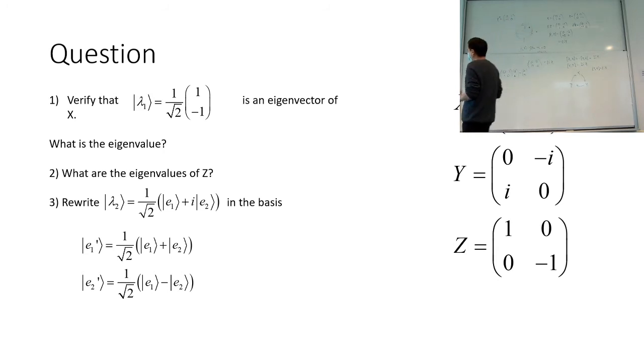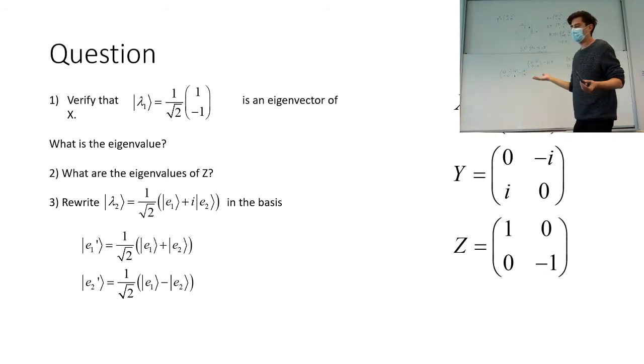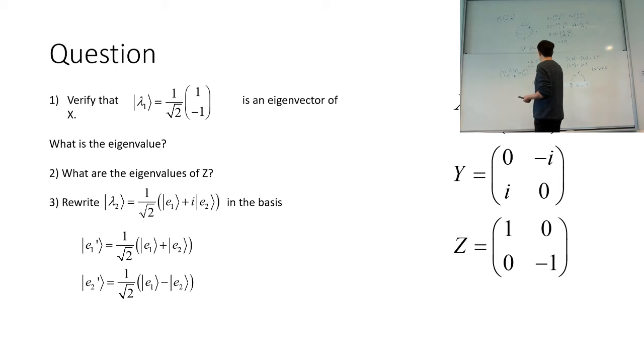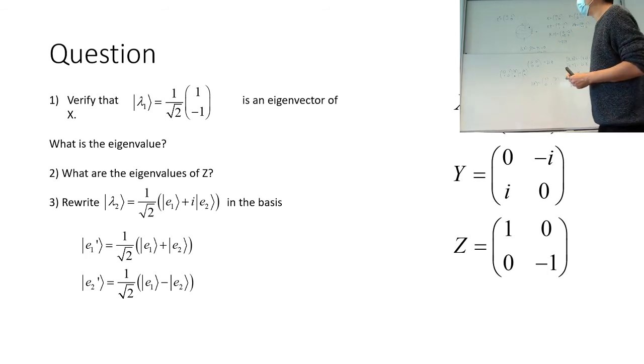Number 2, what are the eigenvalues of Z just by inspection? 1 and -1. Yeah, that's right. So this is diagonal already, so it's actually really easy to see what the eigenvectors are. In this case, the eigenvectors are just like (1, 0) and (0, 1). Okay, and then the eigenvalues are just the diagonal elements.